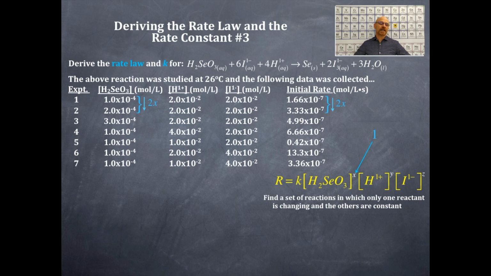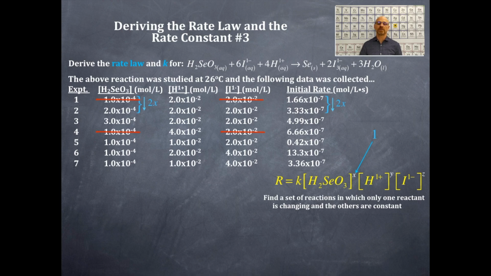Then we're going to remove that, and then we're going to take a look at this data again and figure out, okay, what other 2 reactions have 2 of the reactants remaining constant? And again, this is a lot to unpack and a lot of data to look at. But you should see that experiments 1 and 4, both the H2SeO3 and the iodide ion concentrations remain constant.